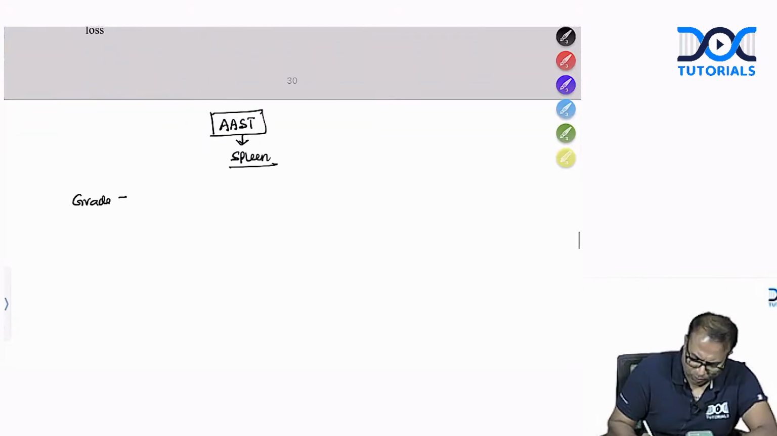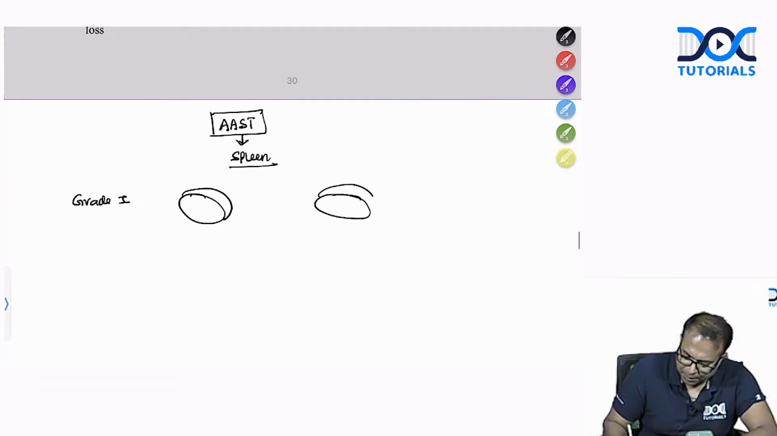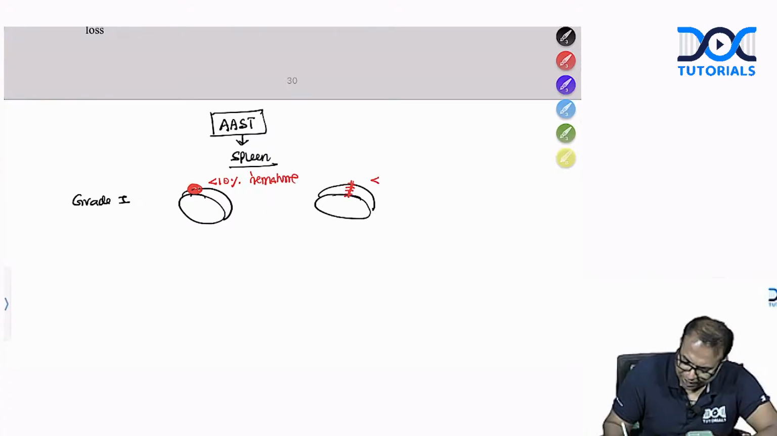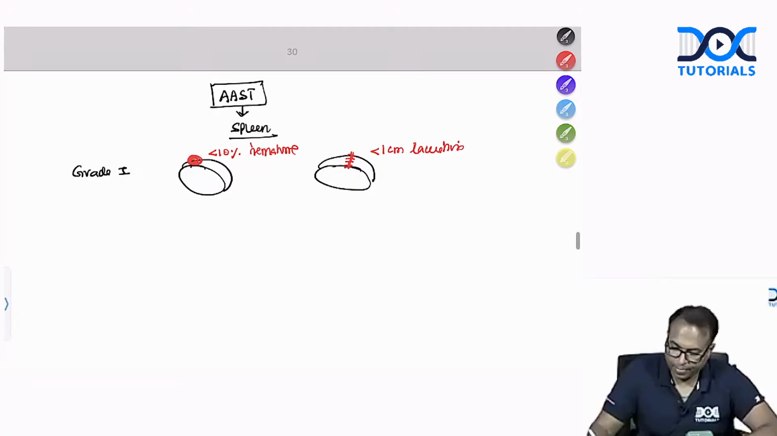Grade 1. Don't forget, grade 1. This is a spleen. There is a hematoma like this. Less than 10% of the surface hematoma is called grade 1, or a laceration of less than 1 centimeter is also called grade 1.